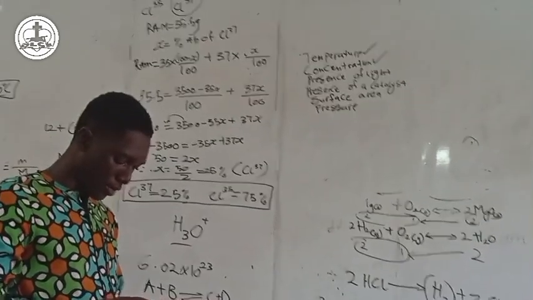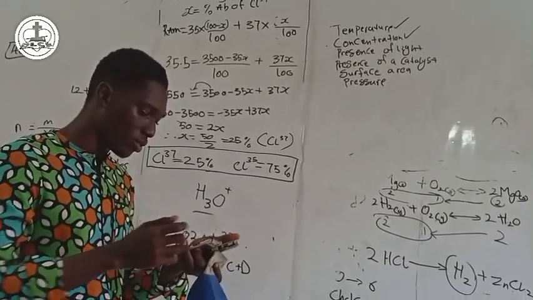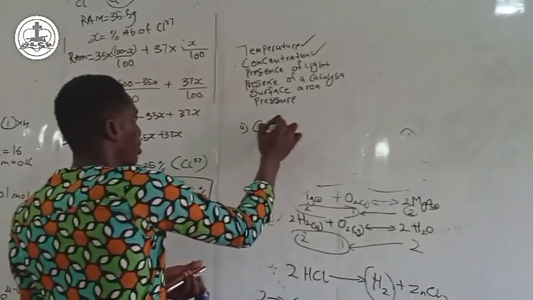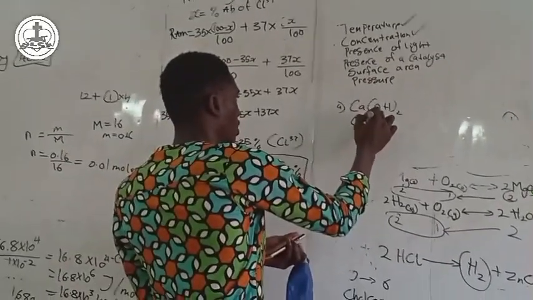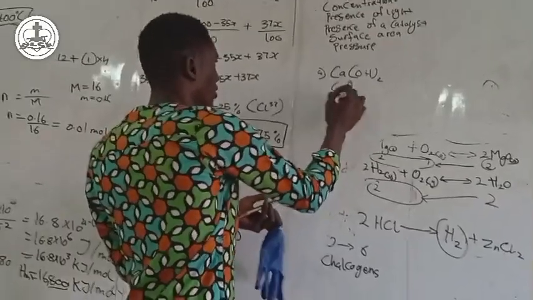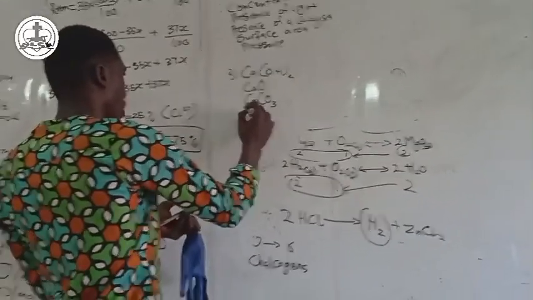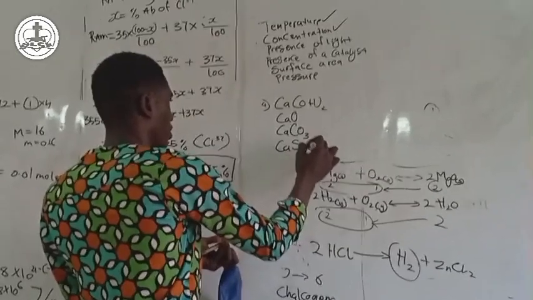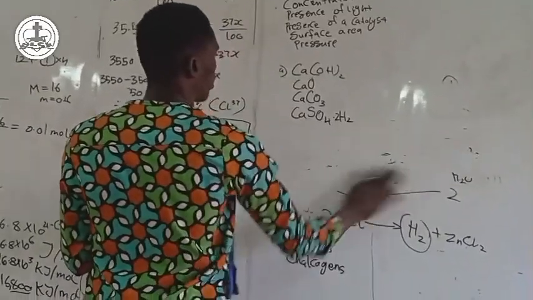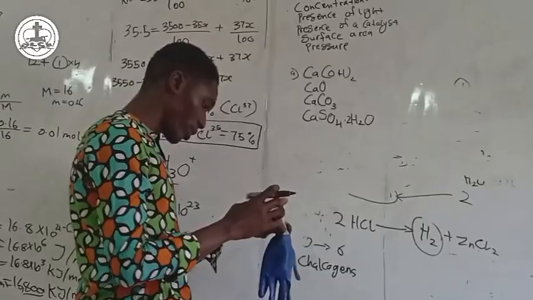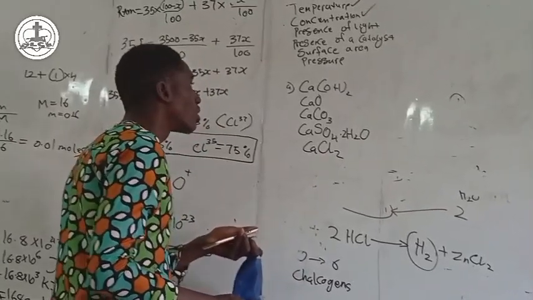So the formula for quicklime. Question number 55 says quicklime has the formula: A, calcium hydroxide; B, calcium oxide; C, calcium carbonate; D, calcium sulfate salt with water of crystallization; and E, calcium chloride.